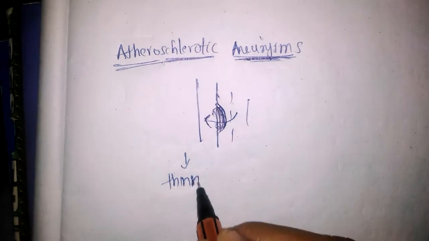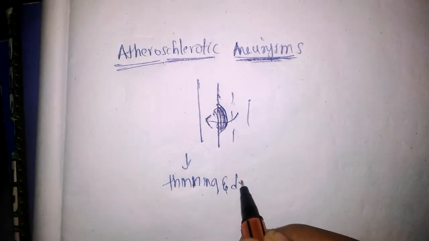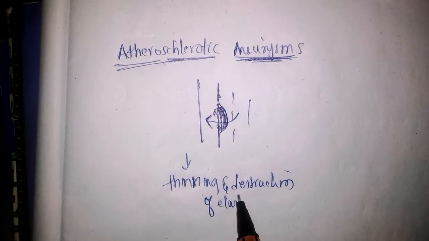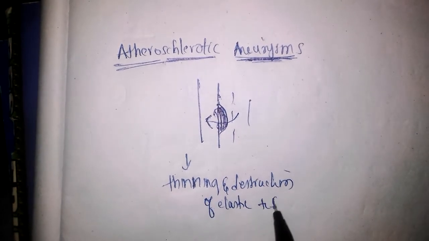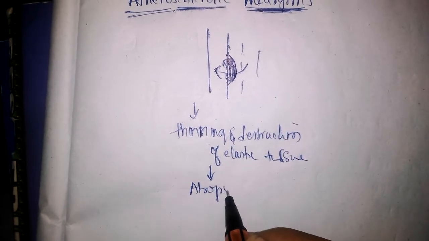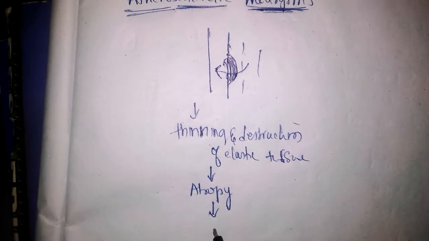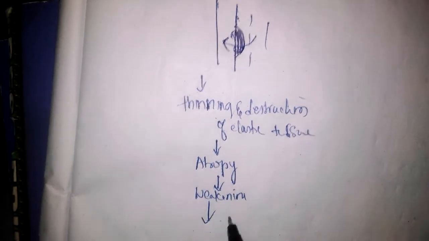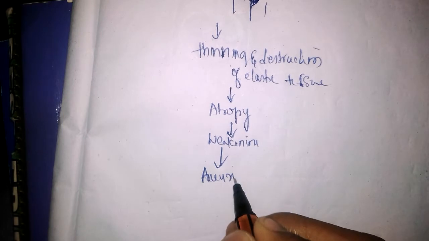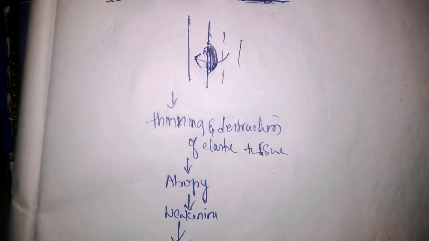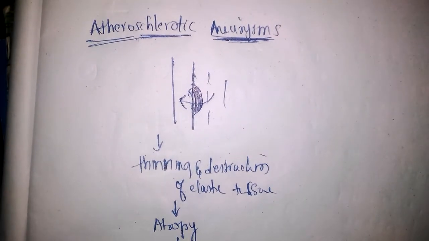It results in thinning and destruction of elastic tissue that is there in the media. This results in atrophy of the media, and this ultimately leads to weakening of the blood vessel, and then leads to aneurysm. This is the basic mechanism that is involved in formation of atherosclerotic aneurysm.